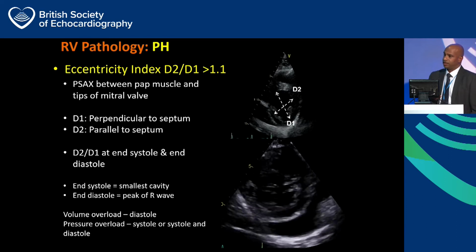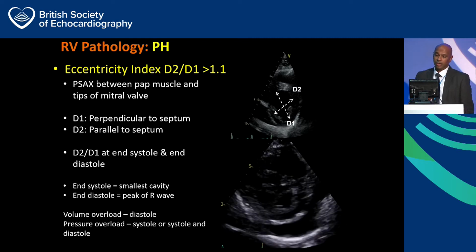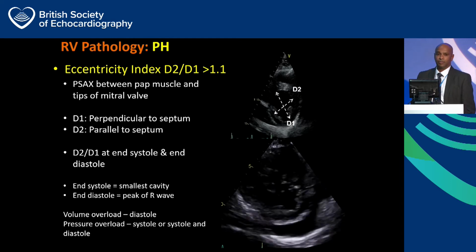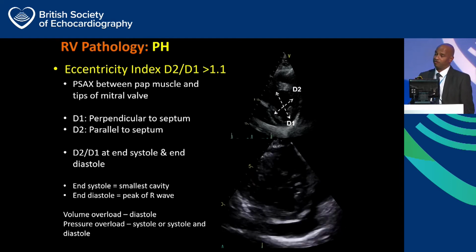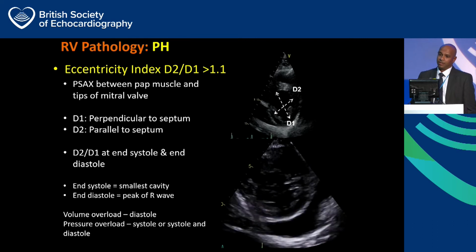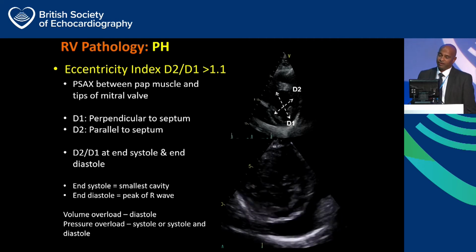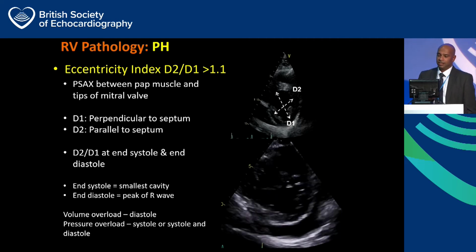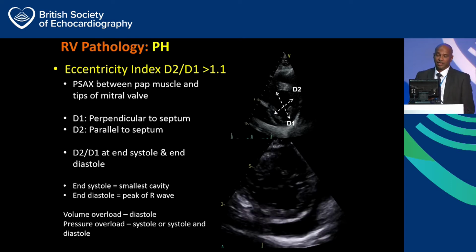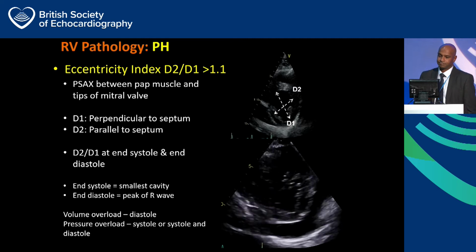Sticking with the short axis view, we can also make an assessment as to whether there's any right ventricular volume or pressure overload by looking at the degree of septal flattening or the eccentricity index. So we look at a short axis view somewhere between the tips of the mitral valve and the papillary muscles, and we measure the diameter parallel to the septum and divide that by the diameter perpendicular to the septum. If the value is greater than 1.1, then that's abnormal. If you have increased septal flattening at end diastole, then that's indicative of right ventricular volume overload. And right ventricular pressure overload is seen with increased flattening at end systole or both end diastole and end systole.